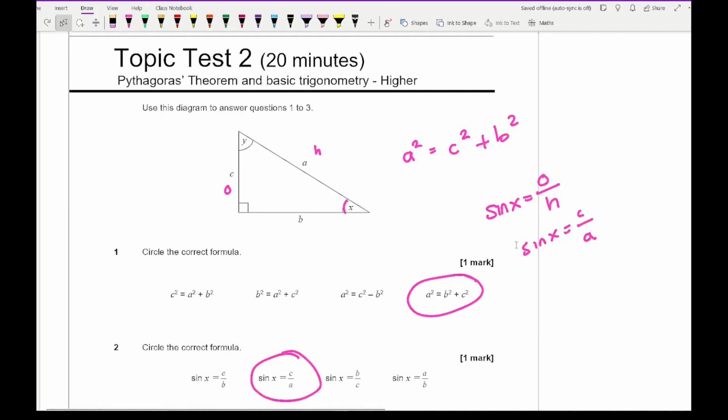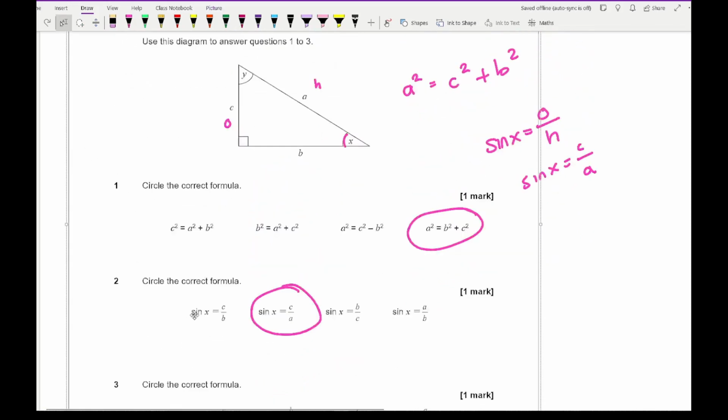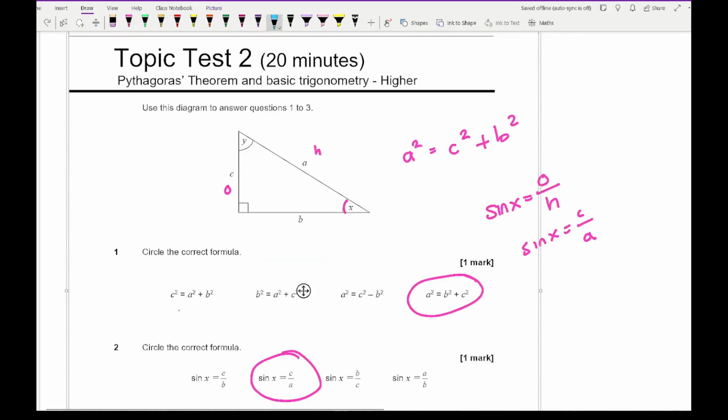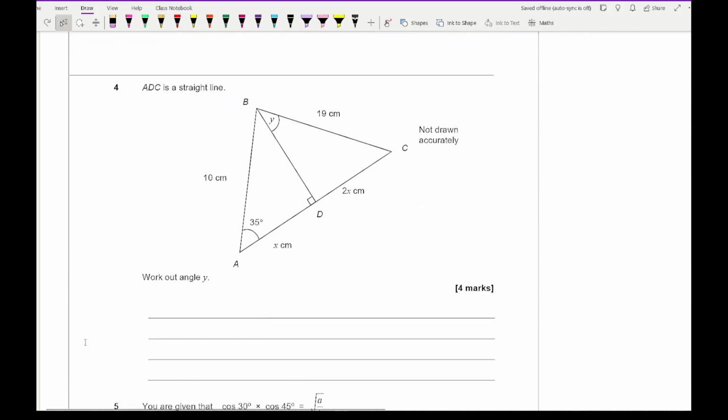Then moving on to our 3rd question, it says circle the correct formula. So we've got tan y, and this time we're looking for tan. Now tan y is opposite over adjacent, so if we're using y, the side that's opposite y is B, and the side that's adjacent is going to be C. So we're looking for tan y equals B over C, which is our 2nd option again.